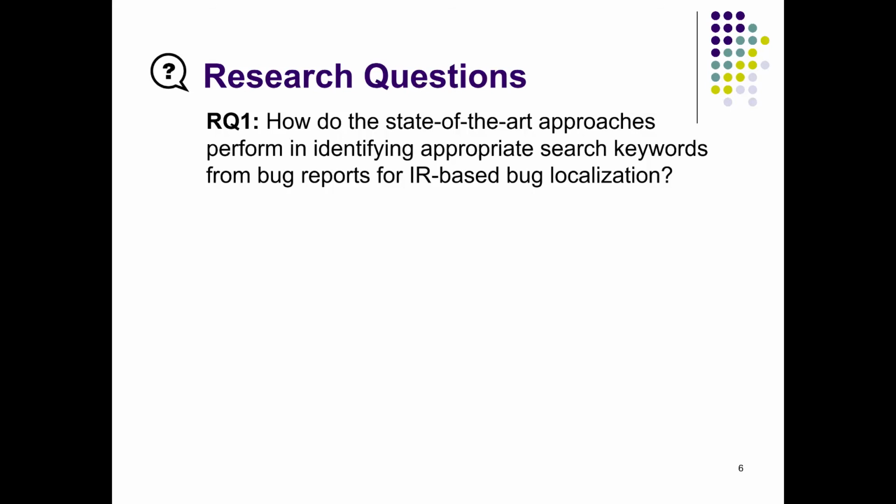So what we have done is we divided our analysis into three different research questions. In the first research question, we try to understand how the existing IR-based bug localization techniques use query reformulation. That means if we apply the state-of-the-art query reformulation techniques in the context of IR-based bug localization, how do they perform? So that is the focus of the first research question.